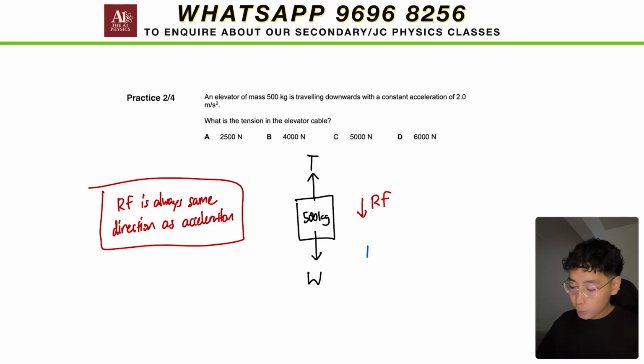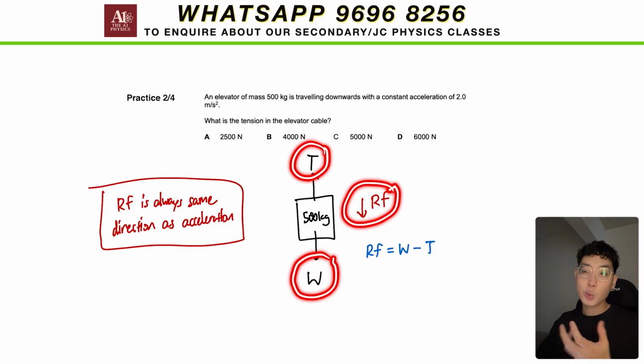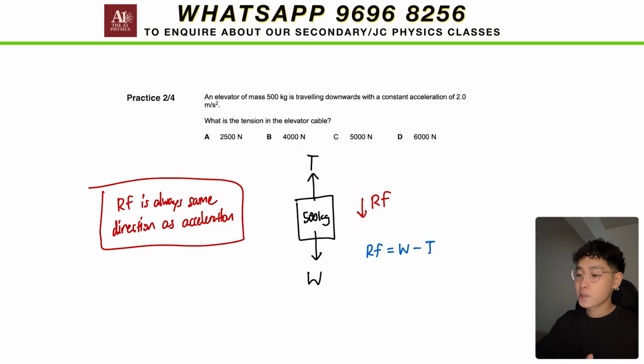So now we can say that resultant force equals weight minus tension. If the resultant force is downwards, it means that the weight must be bigger than the tension. So we can say that RF equals weight minus tension, right? Whereas if you thought that the resultant force was upwards, you would get resultant force equals tension minus weight, and that will be wrong. First of all, figure out what is the direction of your resultant force, right? So once you make this equation, you can quite easily solve the question.